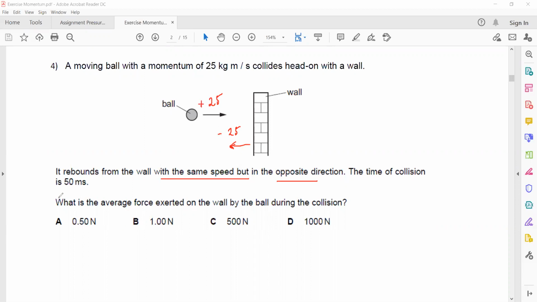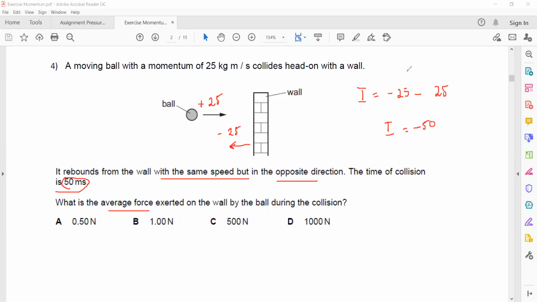The time for the collision is 50 milliseconds. You need an average force. To get a force, first you find impulse. Impulse is change in momentum. So final momentum is minus 25, minus the initial momentum, 25. So the impulse is equal to minus 50.